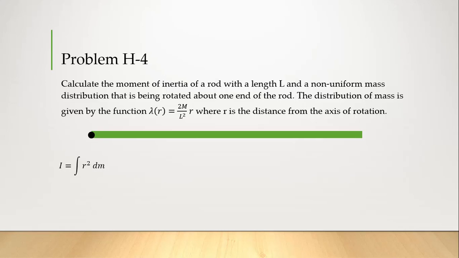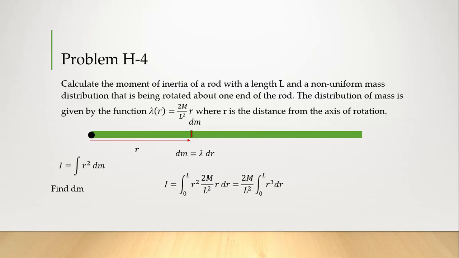So let's start the same function. I equals the integral of r squared dm. Still need to find dm. Dm still looks the same. It's got to be lambda dr. But in this case, I actually know a function for lambda that I can plug in there, that it's 2m over L squared r.